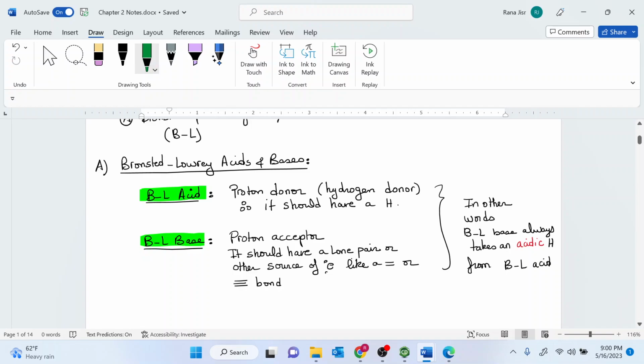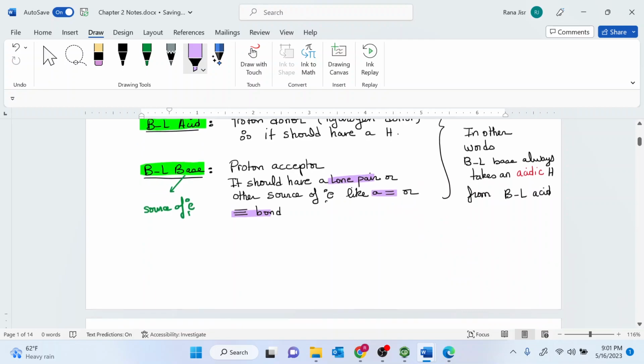So by definition, a base is a source of electron. So that base here needs to be a source of electron. Whether the source of electron is in a form of a lone pair, whether it's a double bond, whether it's a triple bond, it needs to be a source of electron so that the reaction can start with. So that the reaction can start with the electron, and then it's going to share its electrons with the acid, meaning that the base always takes the acidic hydrogen. Base takes the hydrogen of the acid always.